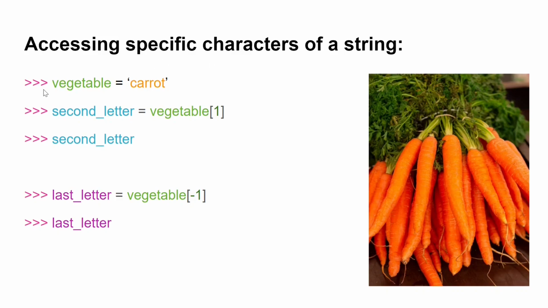So I made a variable called vegetable and assigned it to carrot. And then we make another variable called second letter. And then we assign that to vegetable, our variable. Inside these brackets is the index of the second letter. Remember in Python that indexes start from 0, so the second letter is index 1. And then we can print our variable out here. So let's try this in the IDLE shell.